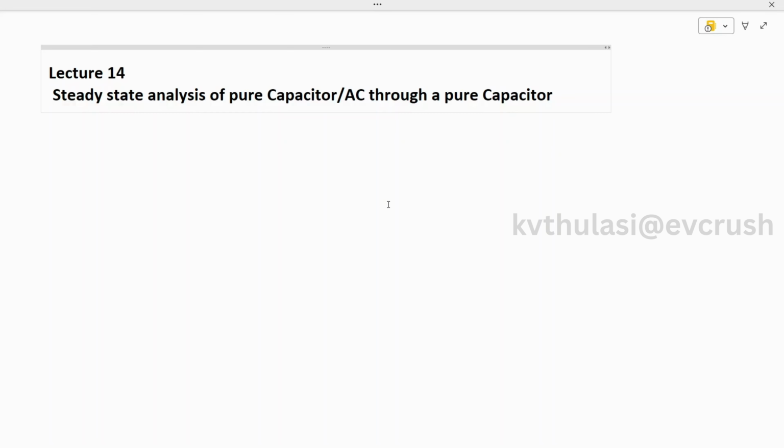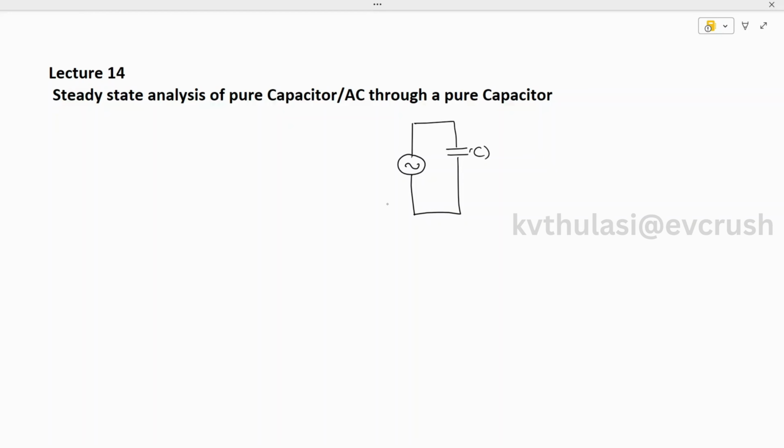Today we are going to understand the steady state behavior of a pure capacitor. What is meant by steady state behavior, and how does it behave when a sinusoidal supply is given? Here we are going to take a sinusoidal supply and apply it to a capacitor of C farads. Now what happens to it? The input we are going to apply is v equal to Vm sine omega t. Then it is going to develop a current i.